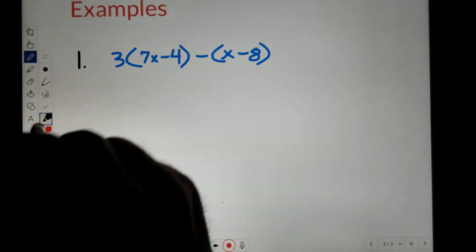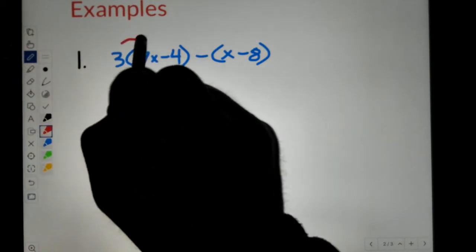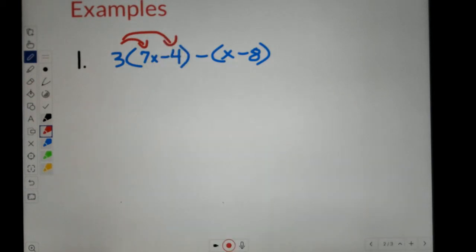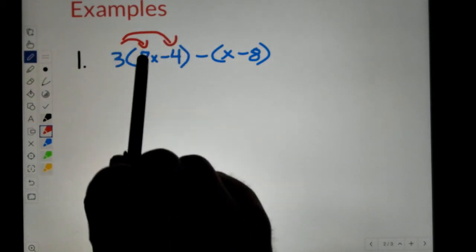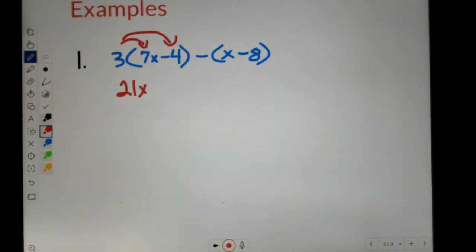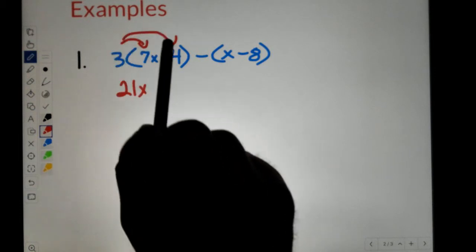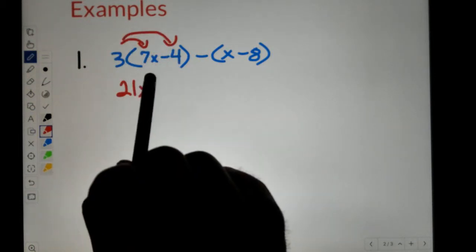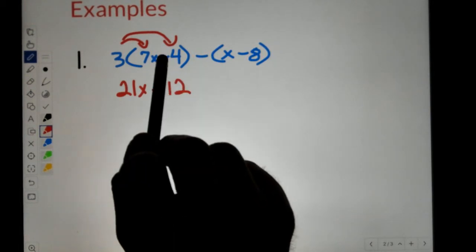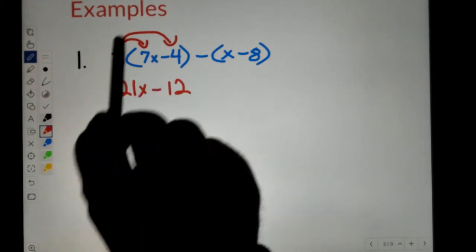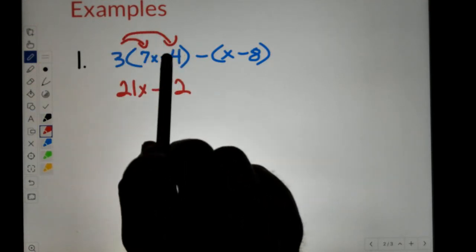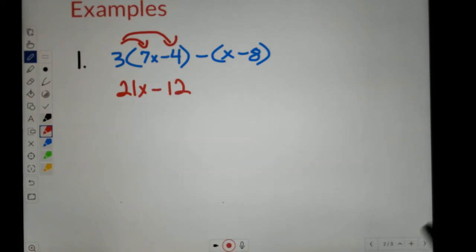All right, so we're going to be, again, multiplying or distributing the 3 to the 7x and a 3 to the negative 4. When we multiply 3 times 7x, we get 21x. And we multiply 3 times negative 4, we get negative 12. Or if you've thought of that as bringing down your minus sign, then it would be 3 times 4, which is 12. Okay? I like to think of it as integers. 3 times negative 4 is negative 12.